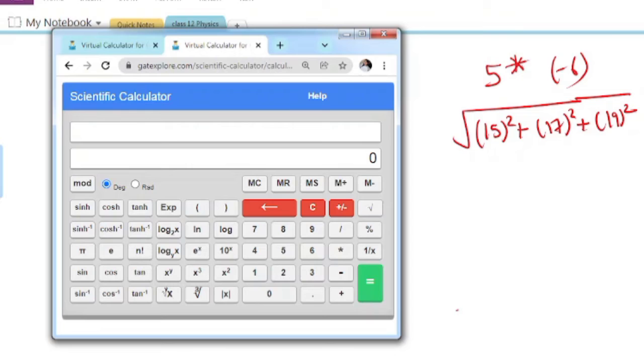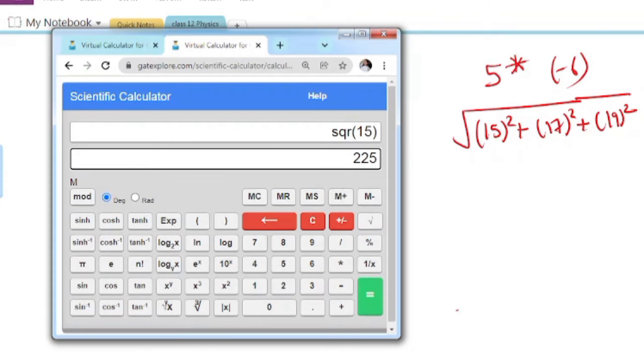So how can you do this? Just do 15 square, equal. Then you have to add all these things, so use the symbol M plus. Correct? Clear everything. Next, 17 square. You get the answer. Again, save this in memory.